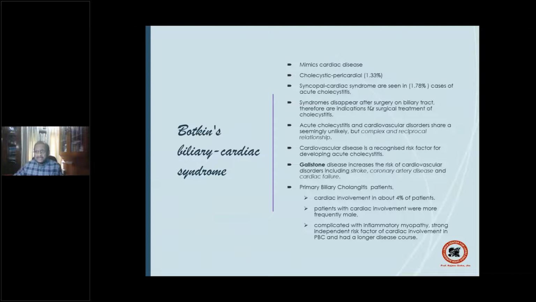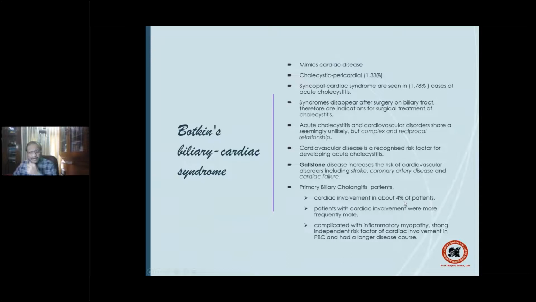Acute cholecystitis and cardiovascular disorders share a complex and reciprocal relationship, right? Cardiovascular disease is a recognized risk factor even for acute cholecystitis, and acute cholecystitis is a risk factor for cardiac disease. So they work both ways. Gallstones also increase the risk of cardiovascular disorders, including stroke, coronary disease, and cardiac failure. And in primary biliary cholangitis patients, there is cardiac involvement in about 4% of cases.